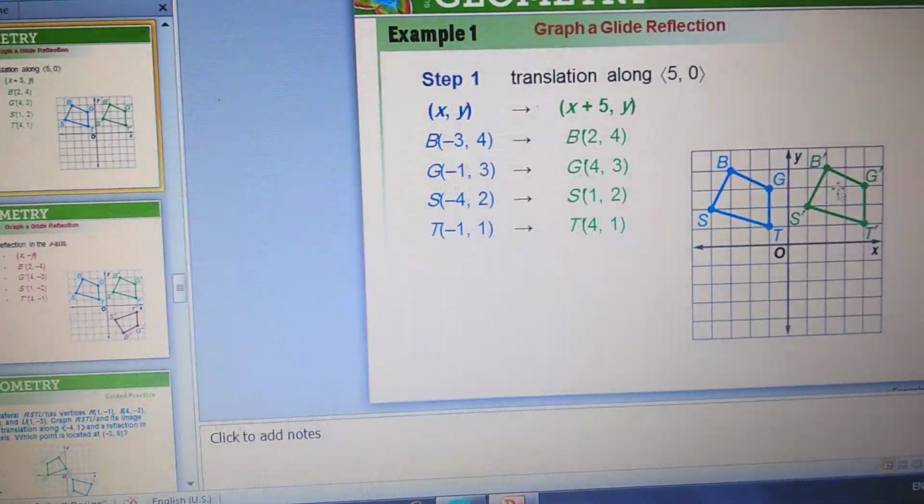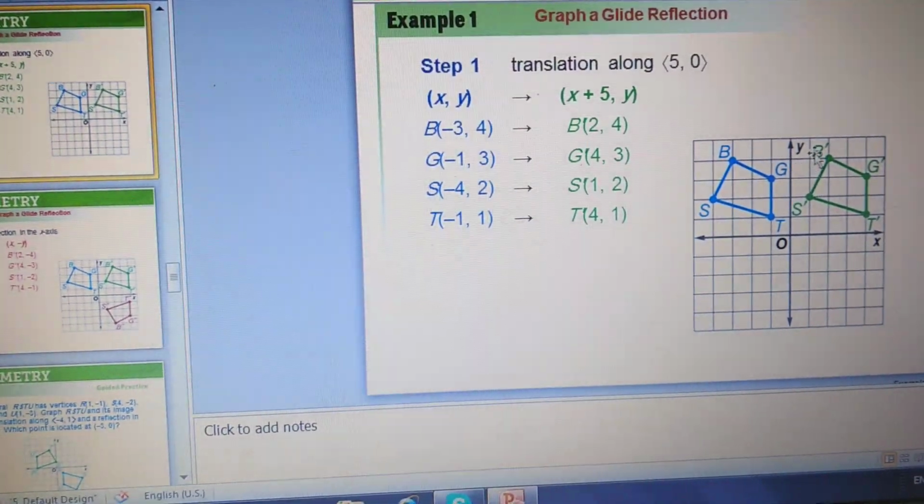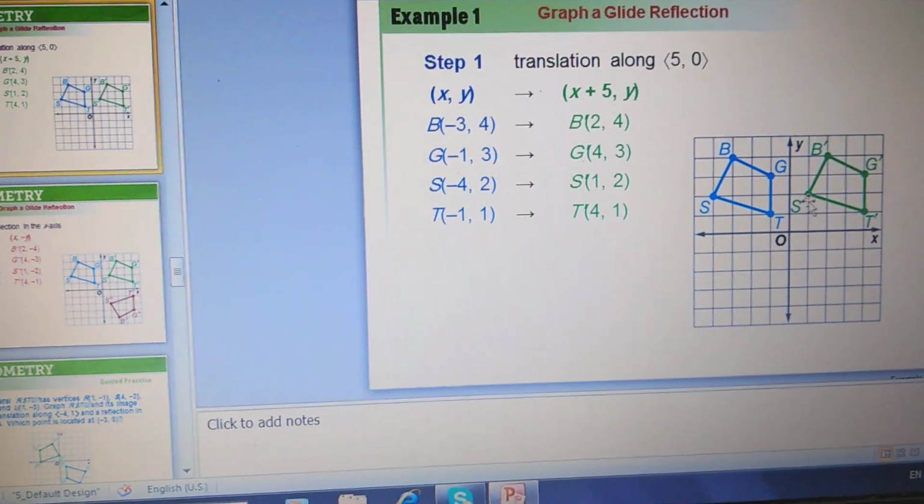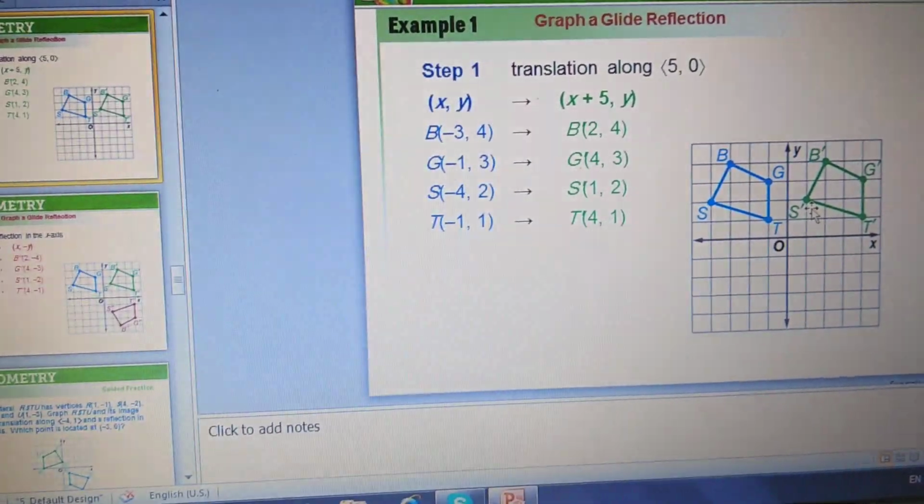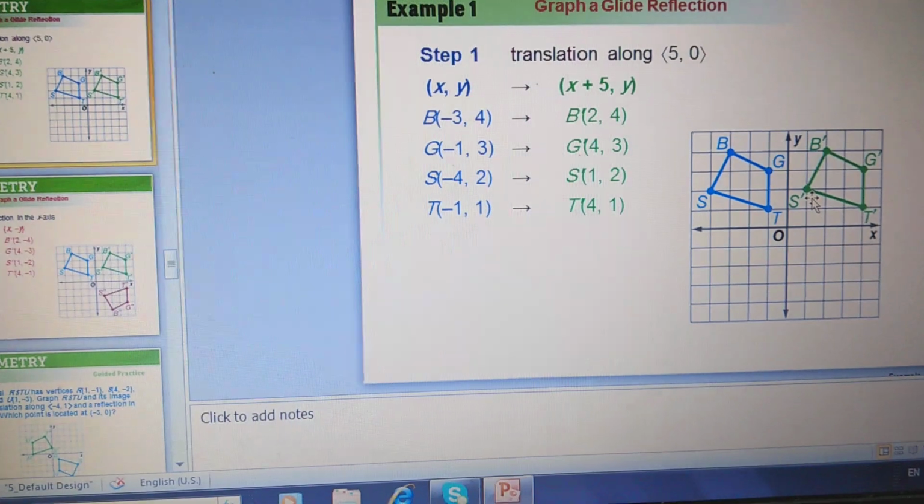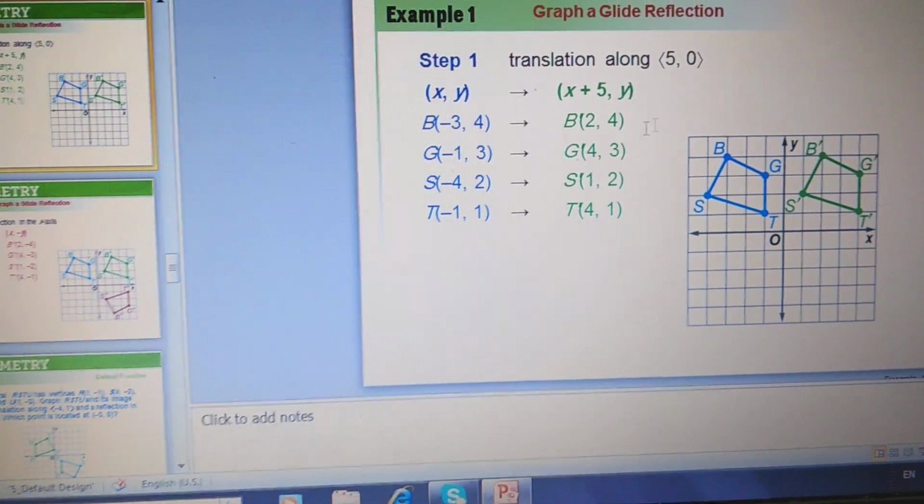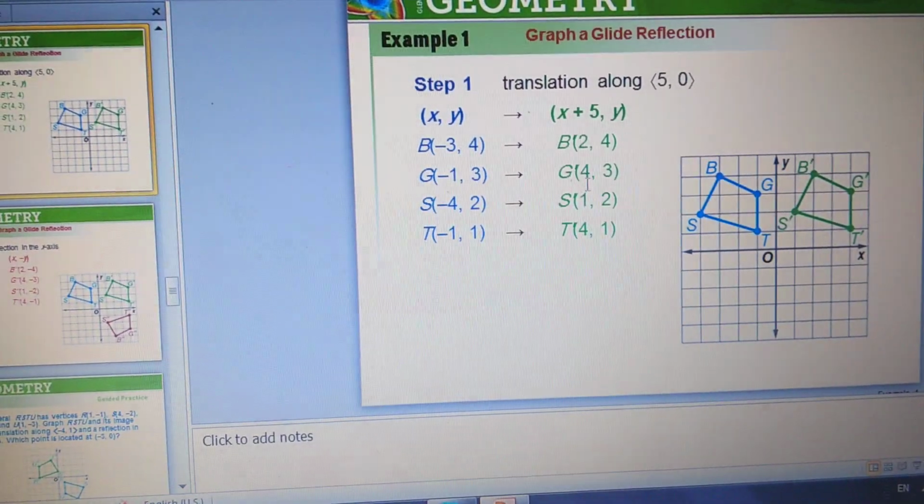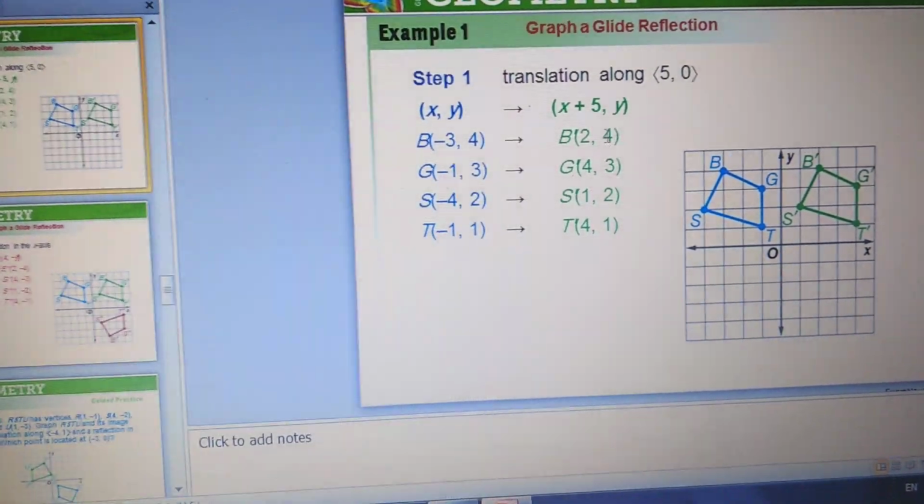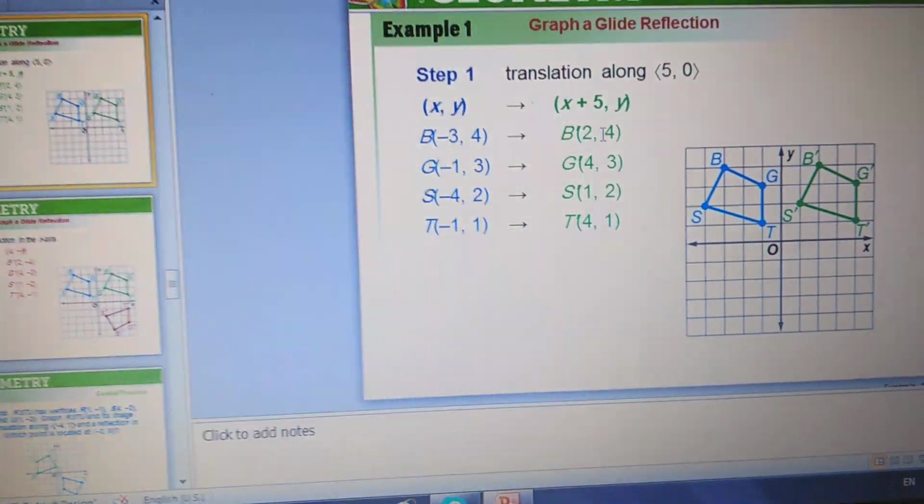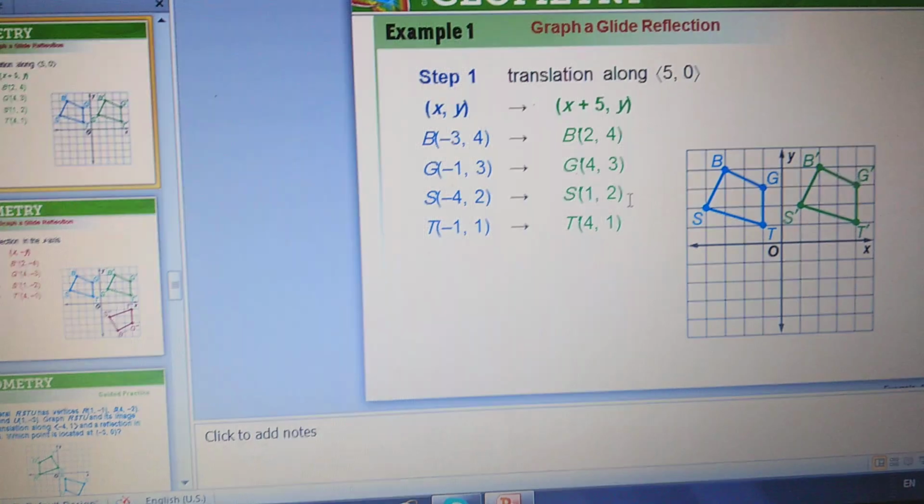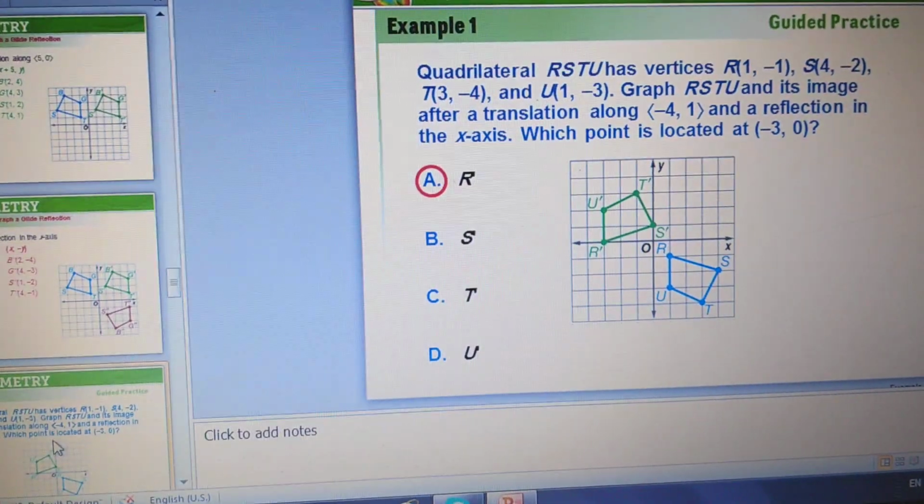In the second step, you take this one, the new figure, B dash, G dash, T dash, S dash, and you reflect it across the x-axis. When you reflect across the x-axis, x will be the same, meaning 2, 4, 1, 4 are the same. And y will be opposite, will be negative 4, negative 3, negative 2, negative 1, like here. You see?